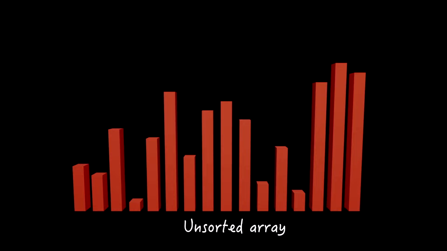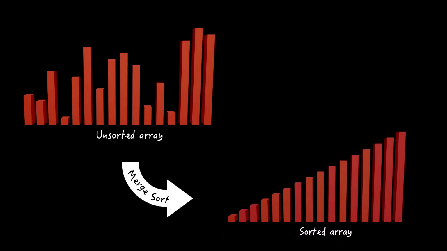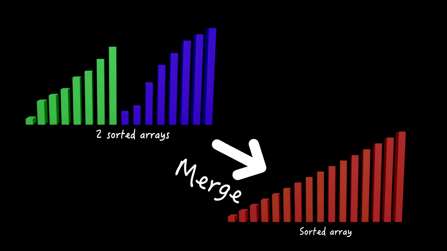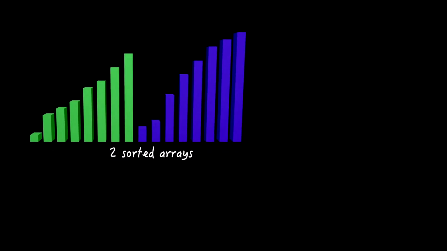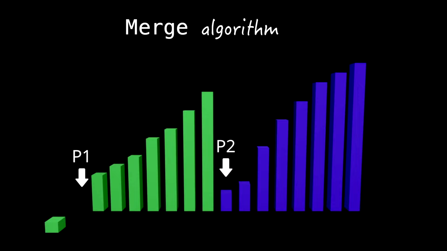Here we are given an unsorted array and we want to be able to sort it. The key idea behind merge sort is actually the following. If we have two sorted arrays, it's easy to merge them into one bigger sorted array. This merging step can be done efficiently by having two pointers, each pointing at the beginning of one subarray. And then we can compare the value of the two pointers. The smaller one gets copied into a temporary array, and the corresponding pointer moves forward by one.